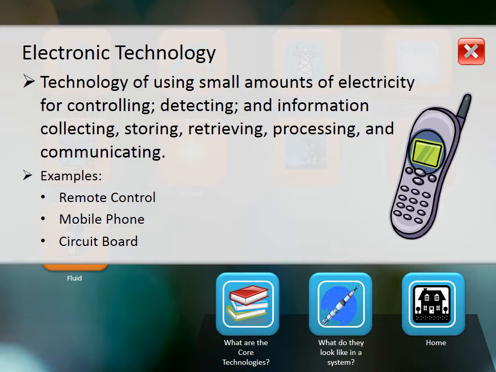Now, your electronic technology. Your electronic technology is different from your electrical technology. You're using small amounts of electricity, such as with your cell phone. You're storing, retrieving, processing, and communicating, such as with the remote control for the different devices in your house. You have your cell phone.